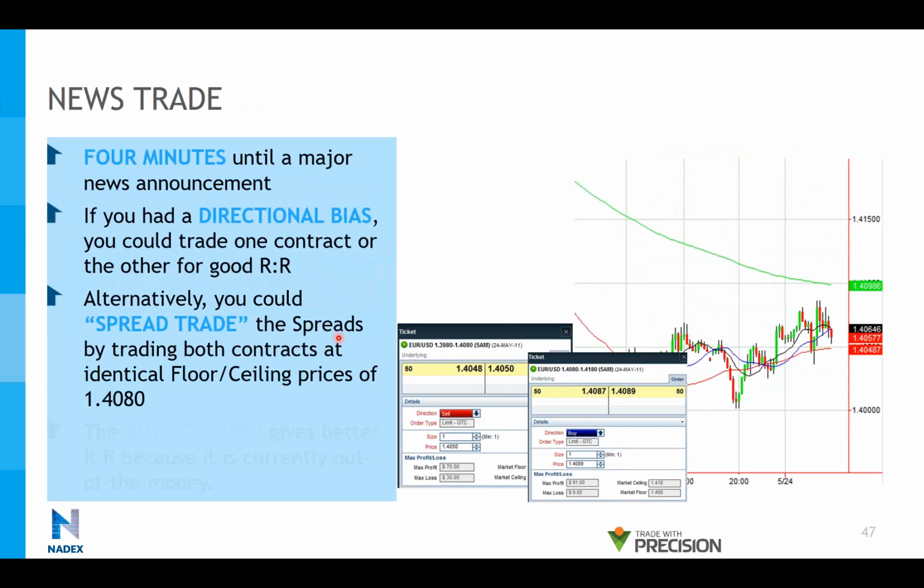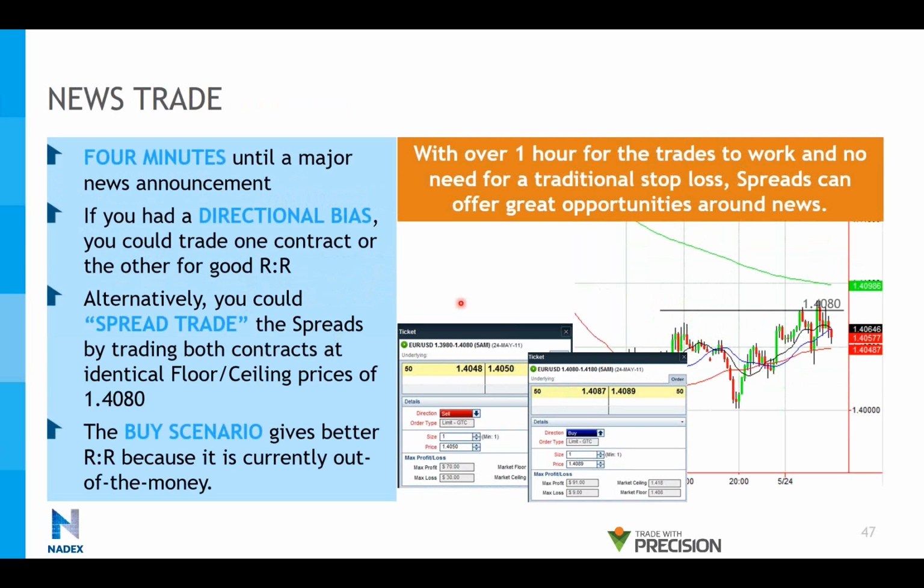News trade, one final thing here, rather powerful. We are now here just 4 minutes before a major news event. And we're sitting right at a price level. And this level here happens to be the floor level of one contract and the ceiling level of the other contract. Now, if you think that news is able to push and move the market big time, what you could do is buy that contract where this price level is the floor level and sell this contract where this level is the ceiling level.